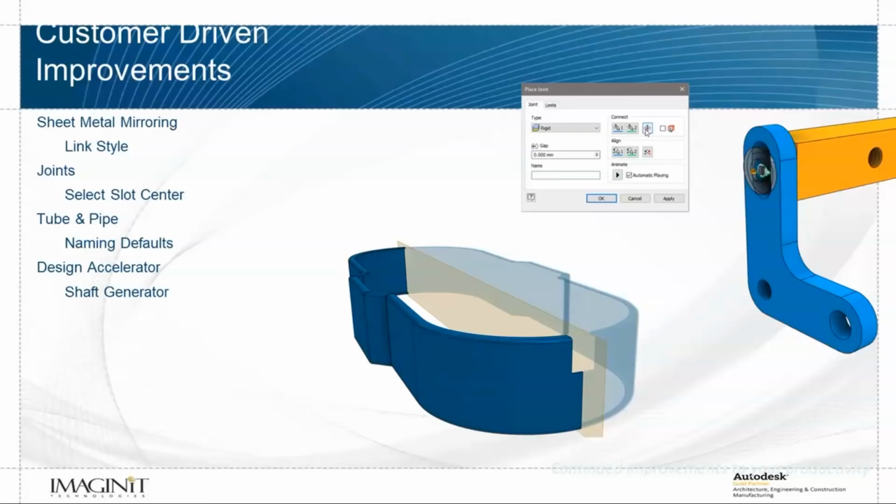The joint command, they've updated a little bit so we can get the center point of a slot to define a joint. It just removes the amount of constraints and joints that we have to put on something.